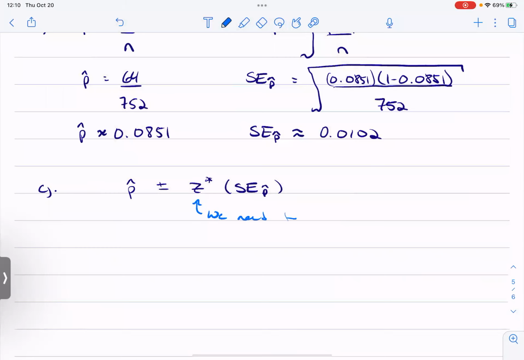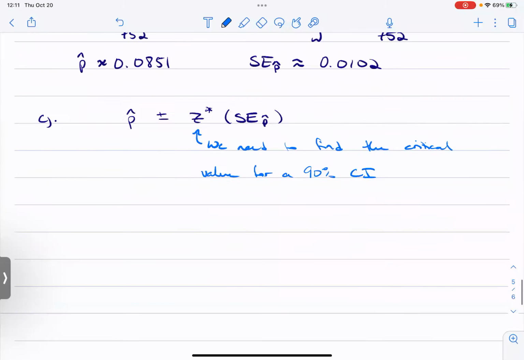We need to find, right? Because I have p hat, I have the standard error of p hat. So the only thing that I don't have yet is the z star. So we need to find the critical value for a 90% CI, confidence interval. I'm gonna use that abbreviation a lot, get used to it.